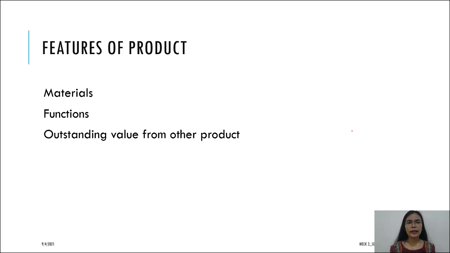Now we will look at the features of products. Okay, so of course, when you're explaining a product, there will be some things that you explain, like for example, the price, how it's made, where it's from, and etc. But for the purpose of this study, we are going to look at 3 points. The first is the materials, and then we also talk about the function of this product, and also the outstanding value from other products. So what is the outstanding value from this product compared to the other product?